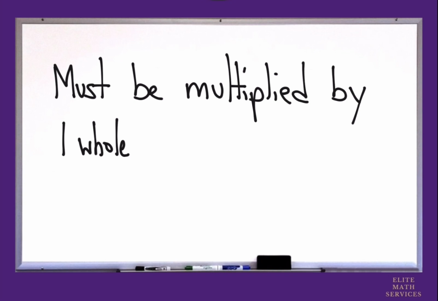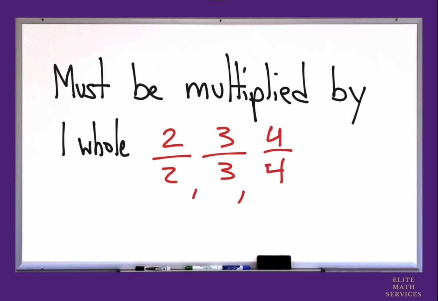And when I say one whole, I don't mean a whole number. This number must be broken down into a fraction with the same numerator and denominator. The only fraction that you cannot multiply is 1 over 1. So for example, 2 over 2, 3 over 3, 4 over 4, 5 over 5, and so forth and so on. All of these fractions are equivalent to one whole.